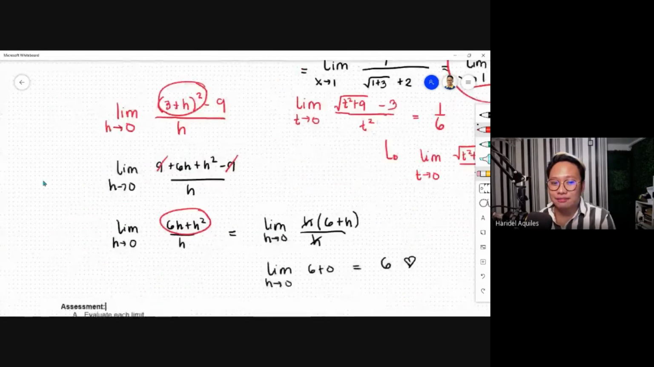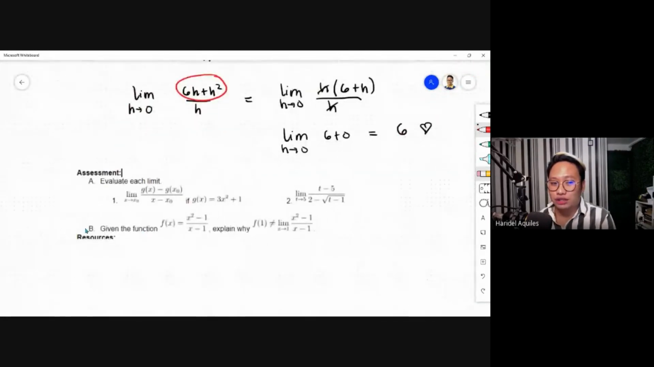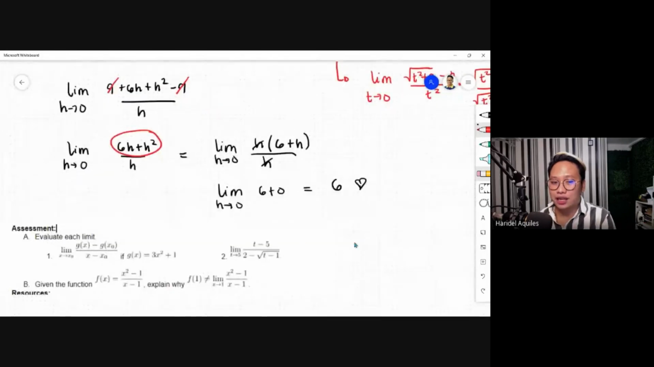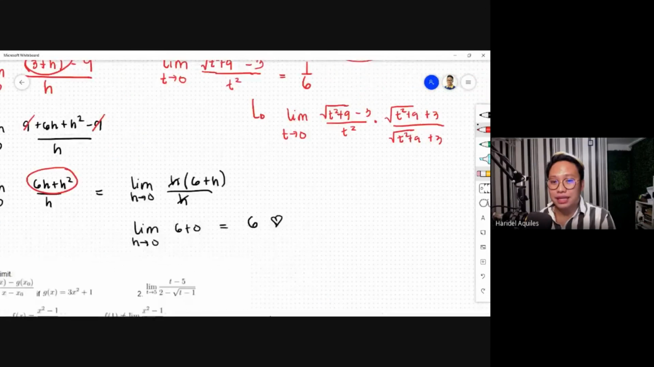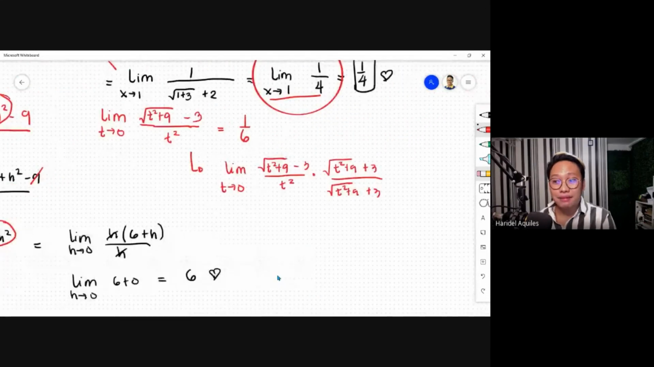And just a hint, for the second question for letter B, why f of 1 is not equal to the limit: it's because, again, the limit is concerned with the direction of the function, not the actual value of the function. Okay?